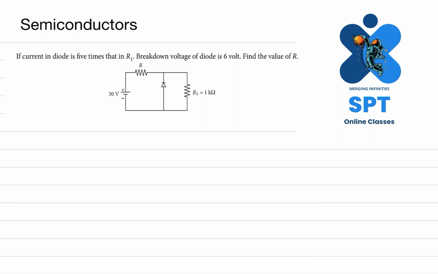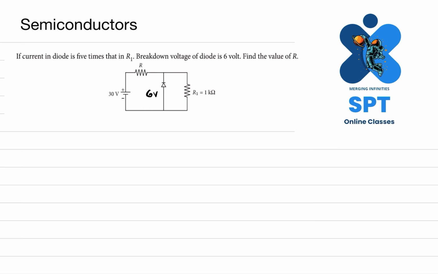So here you can see a 30 volt source connected in series with a resistor R, and then you can see a diode and a resistor R1, and it's mentioned the voltage across the diode is 6 volt, which is the breakdown voltage, and you need to calculate the resistance value. That means this R value you need to find out. What can we do for that?